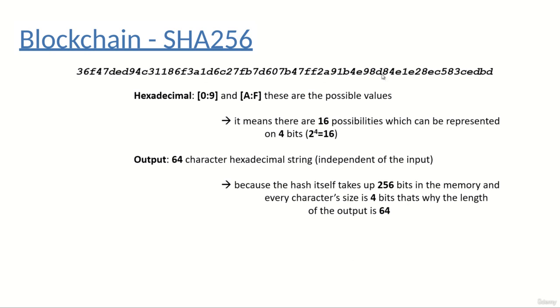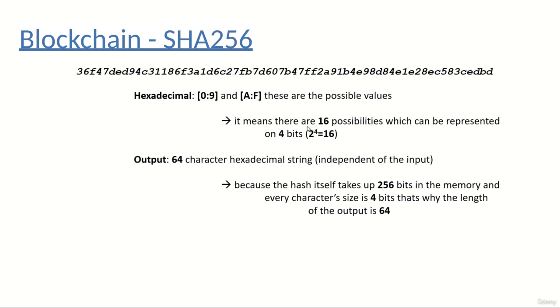For example, this is a SHA-256 hash: 36F47DED and so on. It is hexadecimal, which means that it can contain integers from 0 to 9 and characters from A to F, because there are 16 characters in the hexadecimal alphabet: 0, 1, 2, 3, 4, 5, 6, 7, 8, and 9, and A, B, C, D, E, and F. These are the possible values within this hash, as you can see.